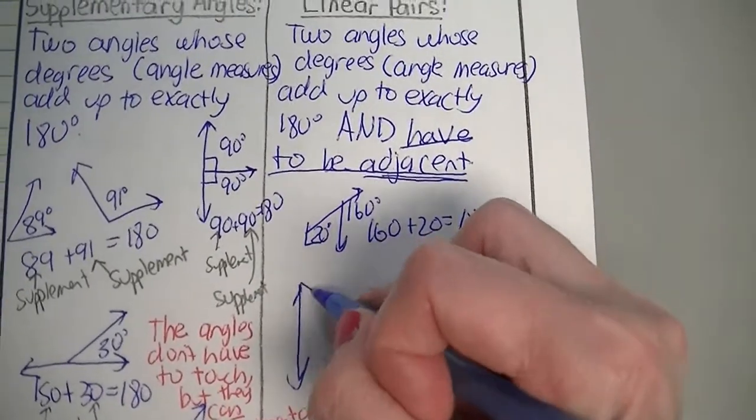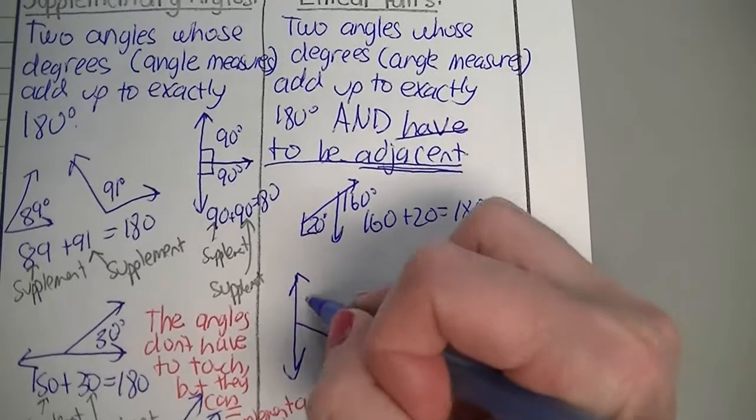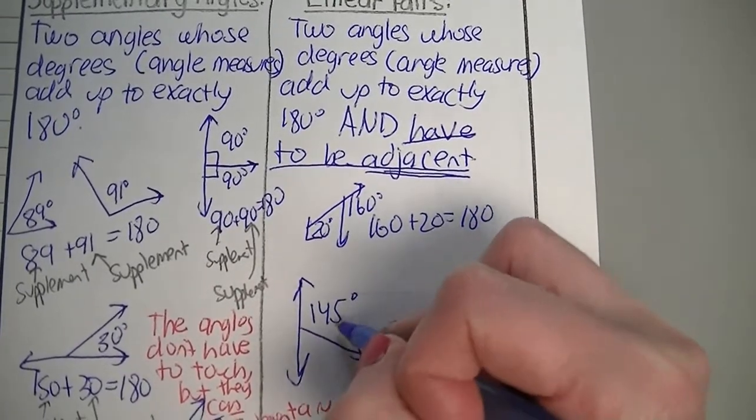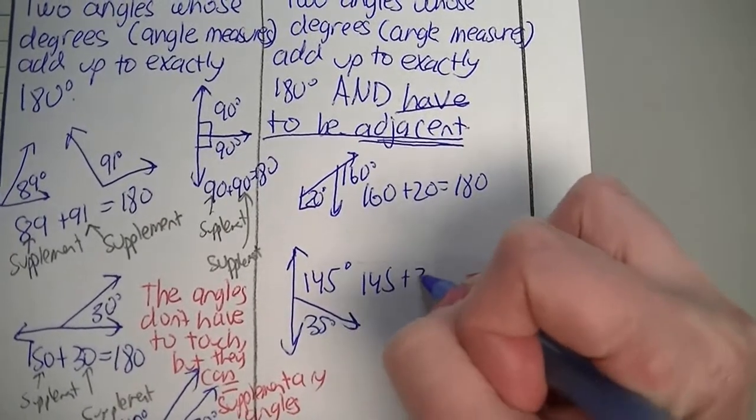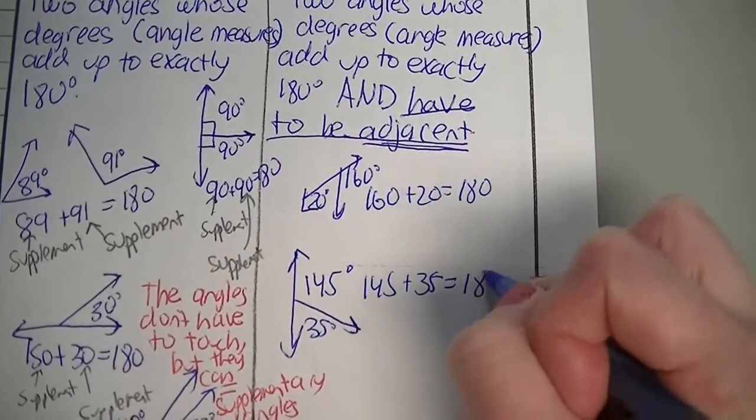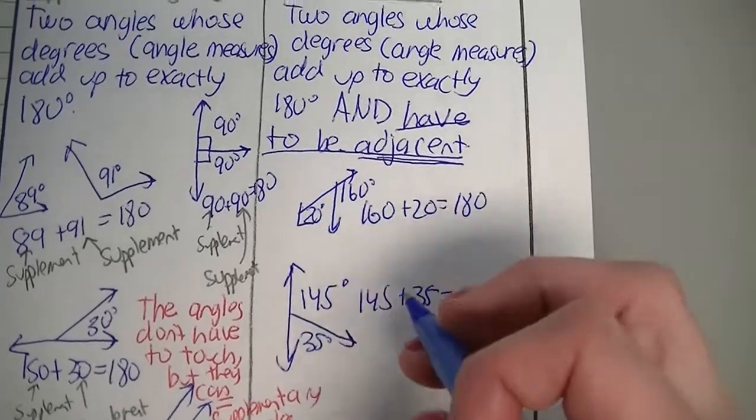And here's another example of a linear pair. Let's pretend this is 145 degrees. Then this one would have to be 35 degrees because 145 plus 35 equals 180. So those right there are linear pairs.